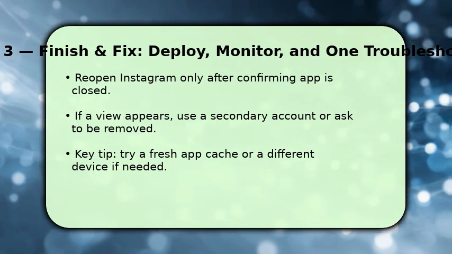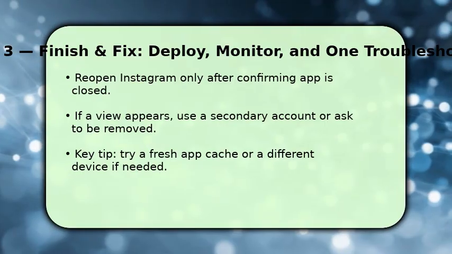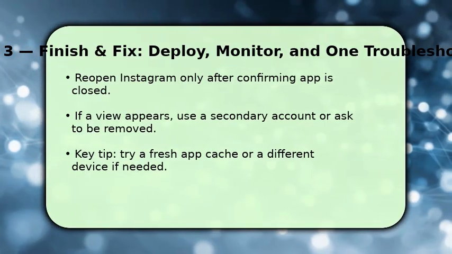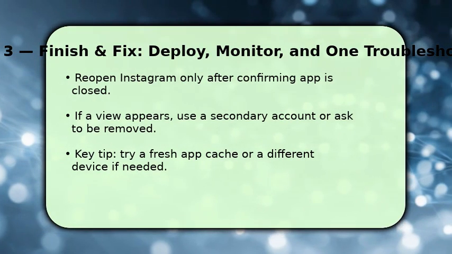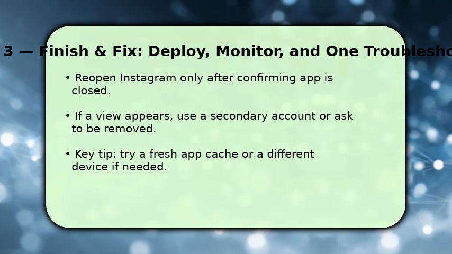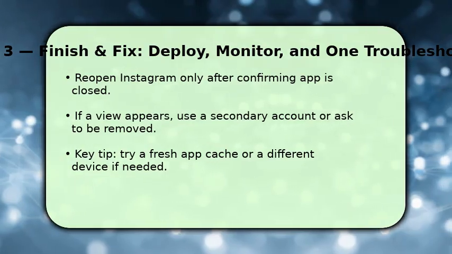If a view still appears, don't panic. You can ask to be removed from close friends or switch to a secondary account for anonymous checks. If the method fails repeatedly, clear the app cache, update Instagram, or try the same steps on another device. These troubleshooting moves fix issues.